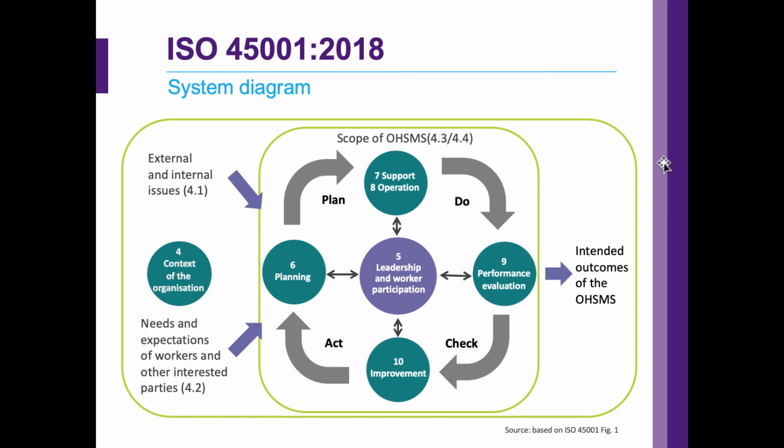So here is the system diagram. Plan, do, check, act. And the numbers that you see here on the graphic are the sections of the ISO standard that apply. So we have our leadership and our worker participation, which is in the middle. It's the heart of it. And that through their interactions, we plan and then we check, right, through our performance evaluations.